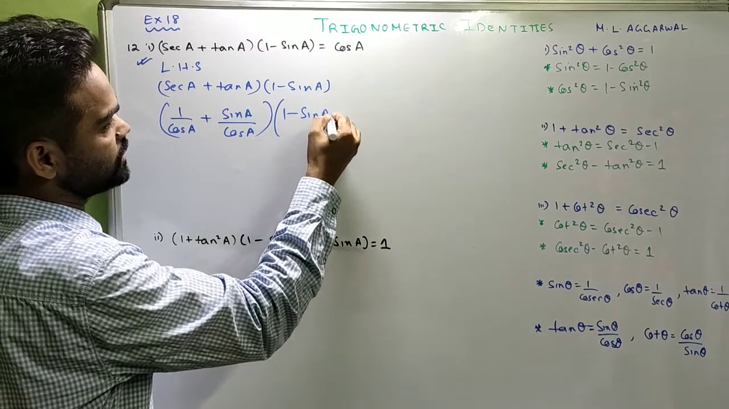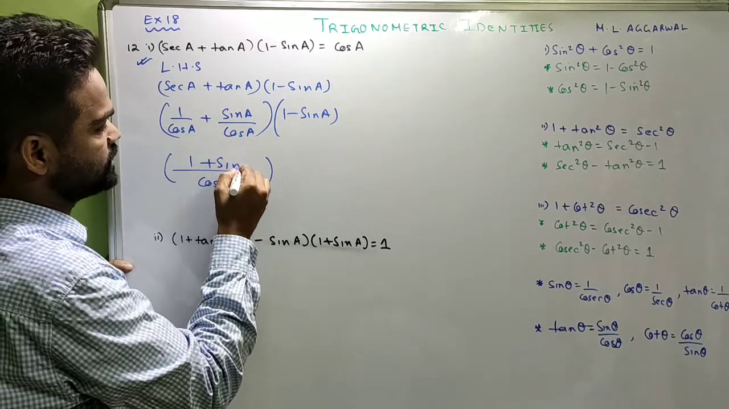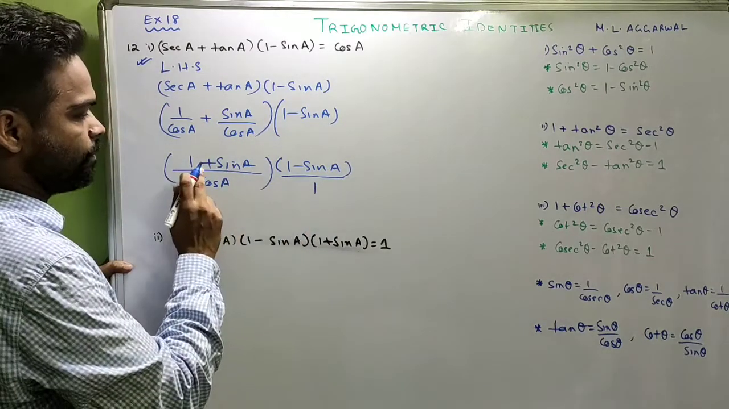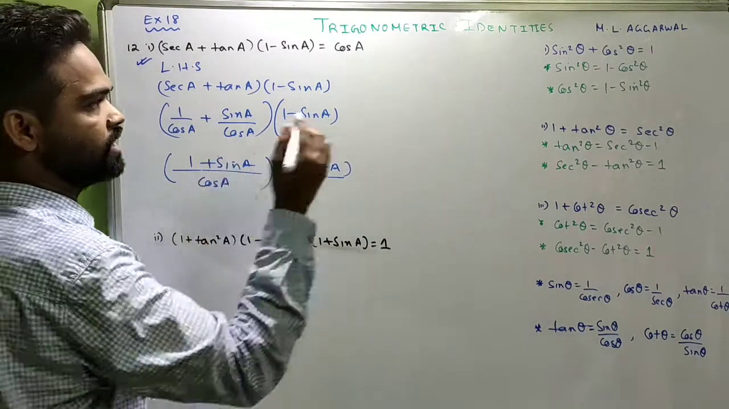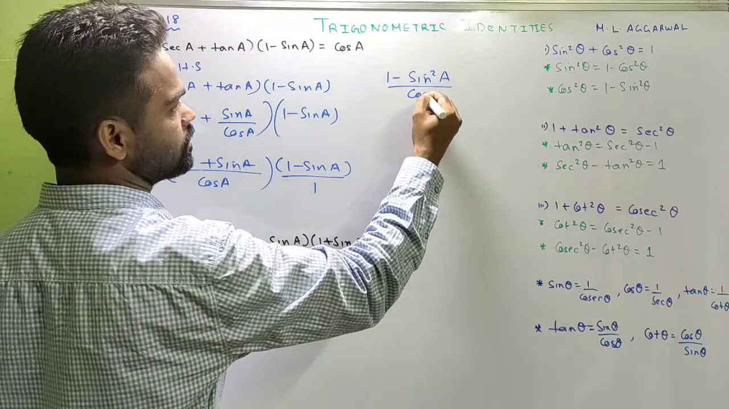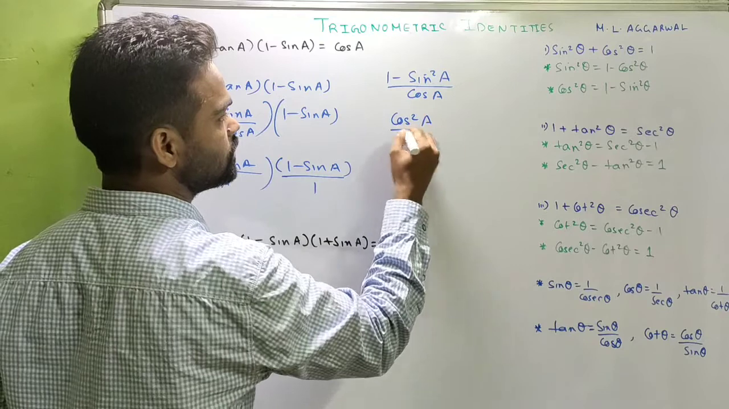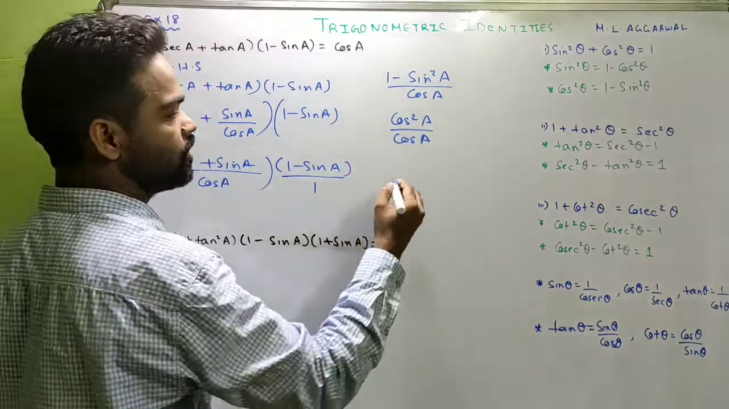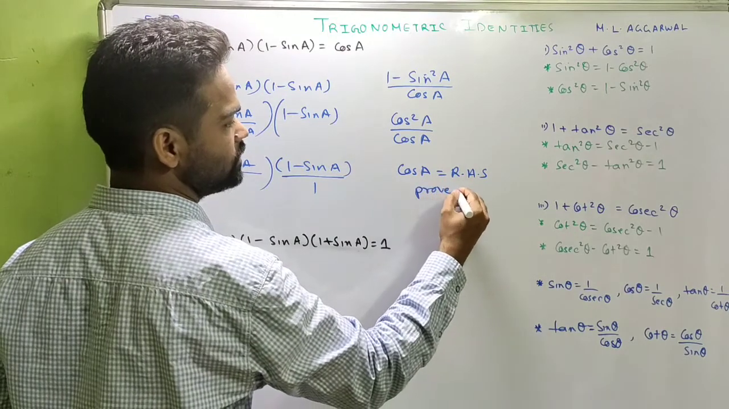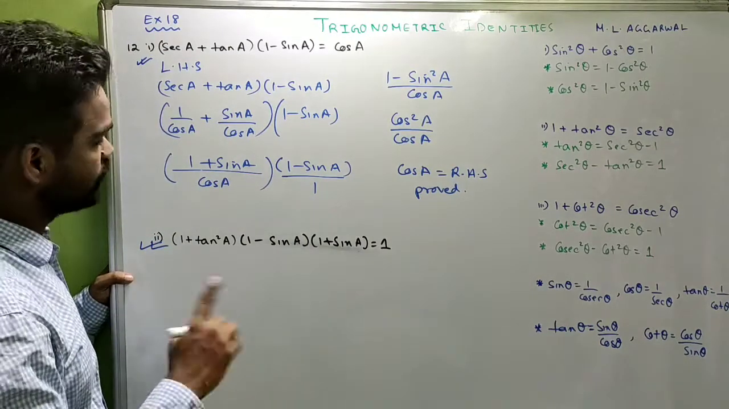1 minus sine A. Now cos A taken LCM, so it's (1 plus sine A) multiplied by (1 minus sine A). Now look carefully in the numerator, 1 plus sine A, 1 minus sine A is A plus B, A minus B. That's A square minus B square by cos A. Now 1 minus sine square A is cos square A, we know that, by cos A. So cos square A by cos A, cos A will be left and that is equal to RHS. Proved or verified? Done.